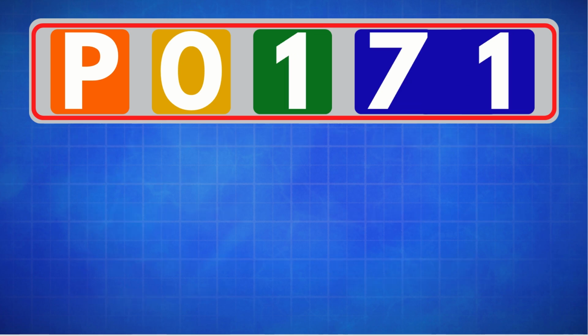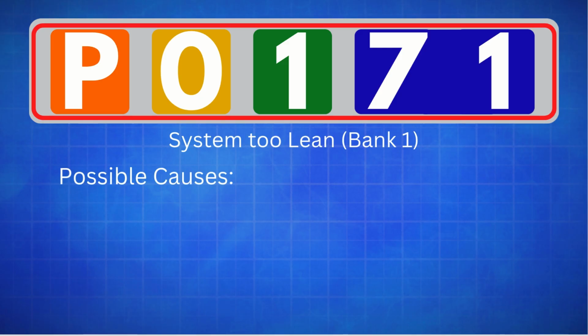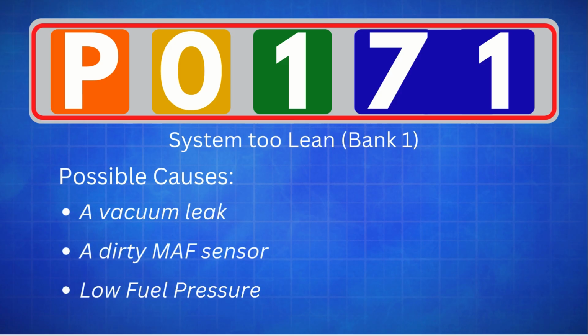Next, P0171, which means the engine is running too lean for bank 1. This code indicates that there is not enough fuel in the air-fuel mixture on bank 1 of the engine. It means the engine is getting more air than fuel, which can cause poor performance, misfires, or engine damage if not addressed. Common causes include a vacuum leak, a dirty mass airflow sensor, or low fuel pressure.